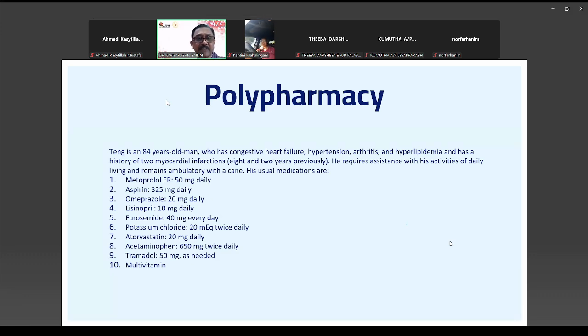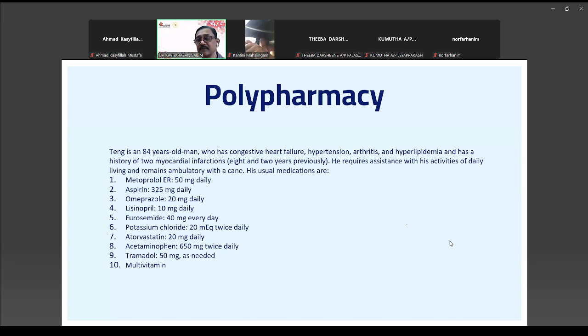Okay, this is a patient, an 84-year-old man who has congestive heart failure, hypertension, arthritis, hyperlipidemia, and a history of myocardial infarct 8 and 2 years previously. He requires assistance with his activities of daily living and remains ambulatory with a cane. His usual medications are metoprolol, aspirin, omeprazole, lisinopril, furosemide, potassium chloride, atorvastatin, acetaminophen, tramadol, multivitamin.